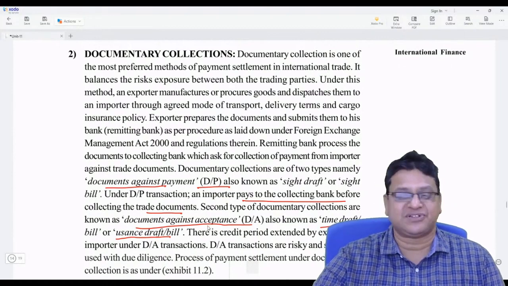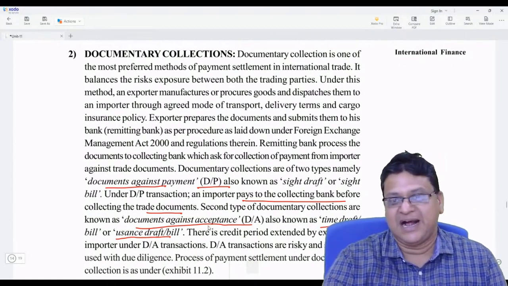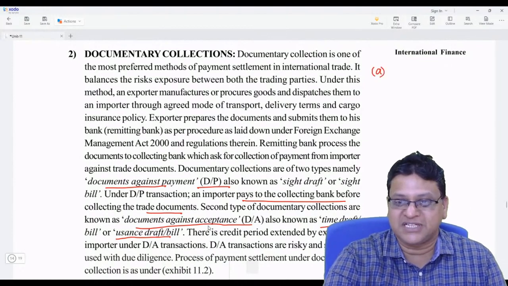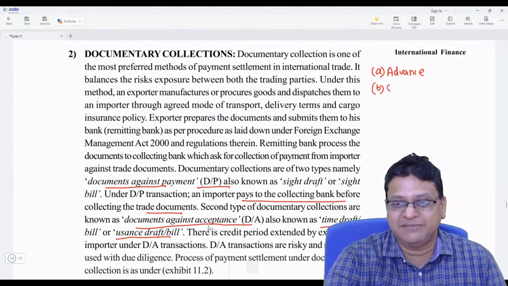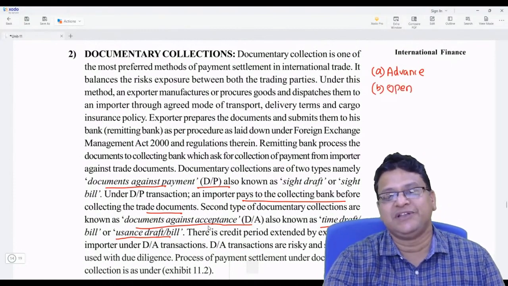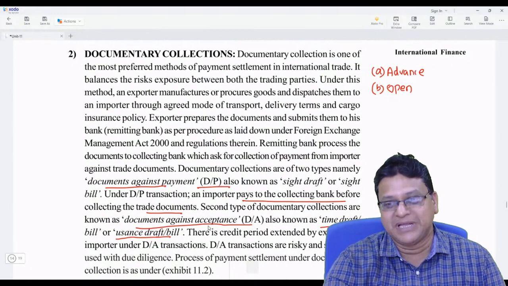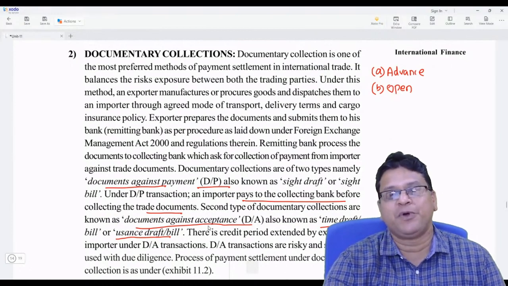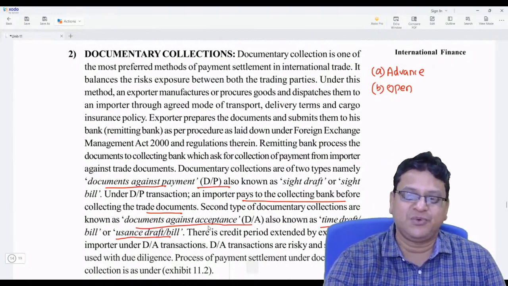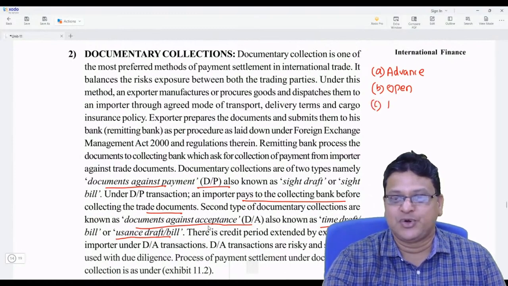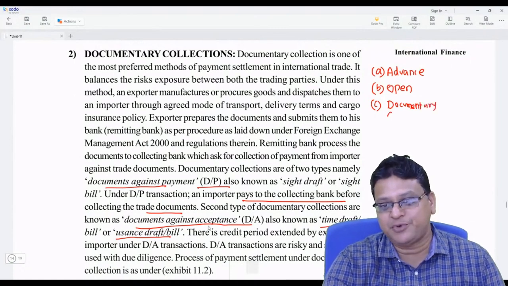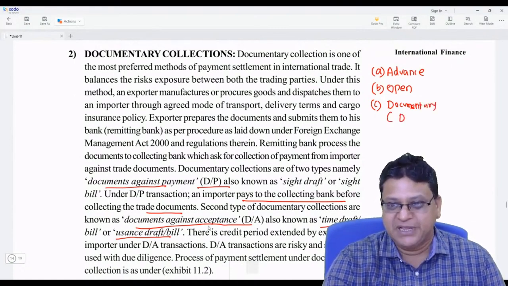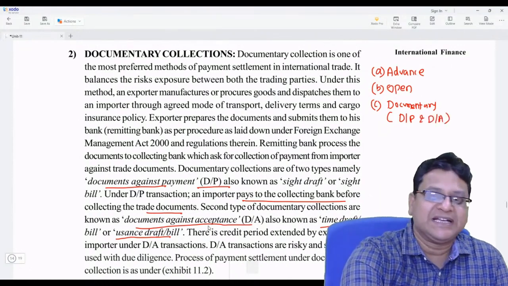So there are three methods. One is the advance method, where you receive payment first, then send goods. Another is the open method, where you send the goods, then receive payment. Then documentary collection, which can be of two types: DP and DA, document against payment and document against acceptance.